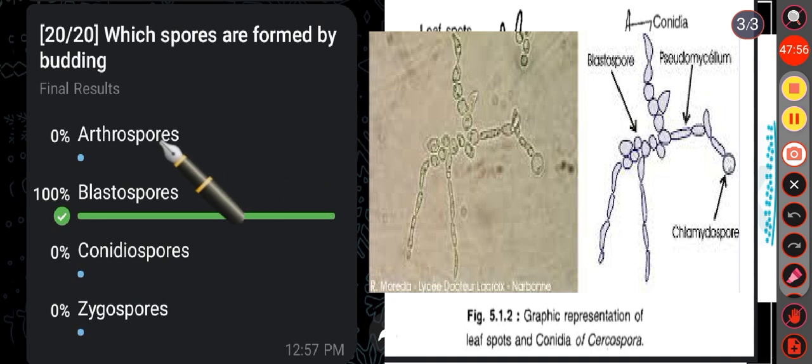Then see the other option, that is arthrospores. Arthrospores are produced by the fragmentation of fungal hyphae at points where septa are present. They are typically elongated, cylindrical or barrel shaped with a smooth surface, right? Then in option C, that is conidiospores. Conidiospores, also called conidia, are typically formed through asexual reproduction in fungi, while they are not directly formed by budding. Then in option D, zygospores are sexual spores formed in zygosporangia after the fusion of the two gametangia, right? But here the spores formed by budding are blastospores.